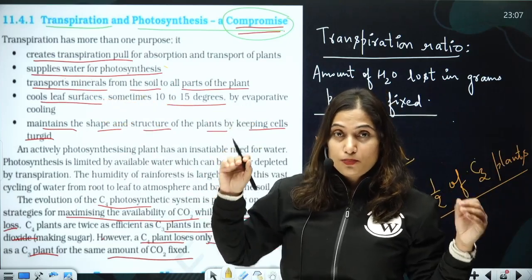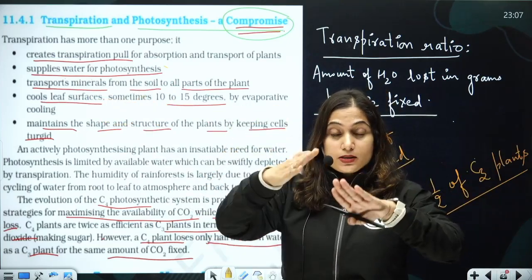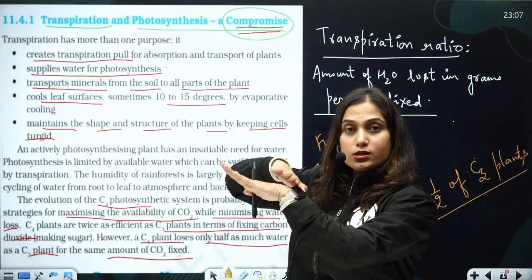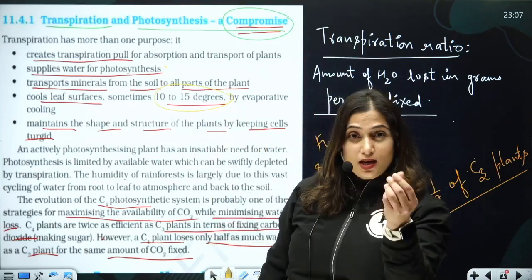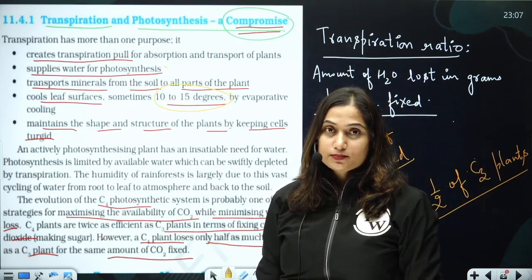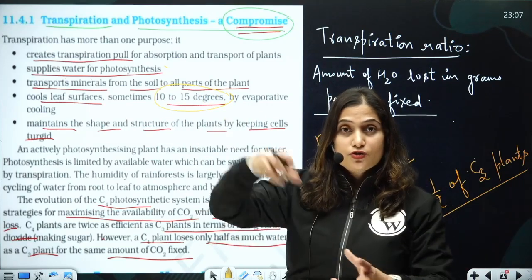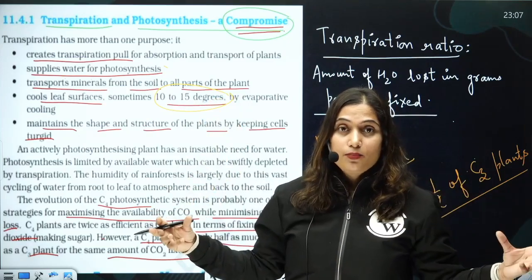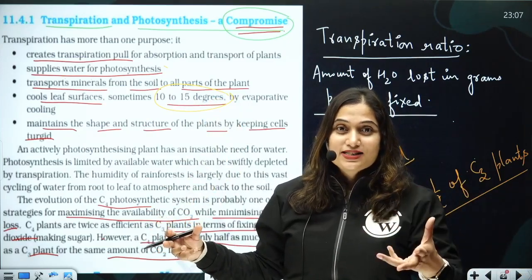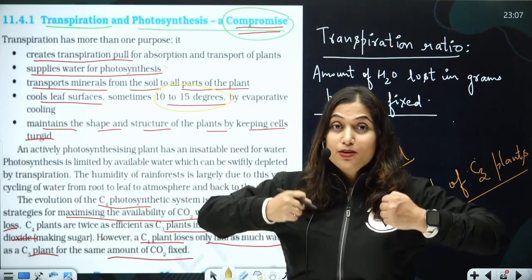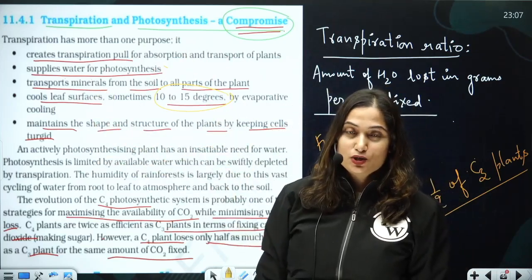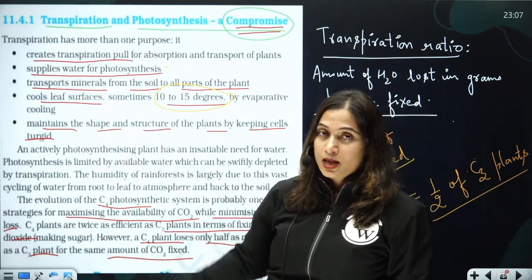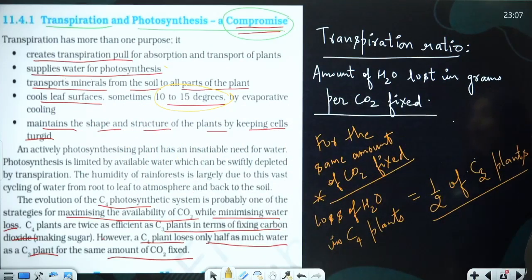Because of transpirational pull, transpiration occurs, and this transpiration reduces the temperature of the leaf by 10 to 15 degrees and generates a cooling effect for the leaf. And because of this transpirational pull, the different parts of the plant get water, so the plant cells become turgid, and their shape is maintained. So these all are the benefits of transpiration, right? Given in NCERT, important.